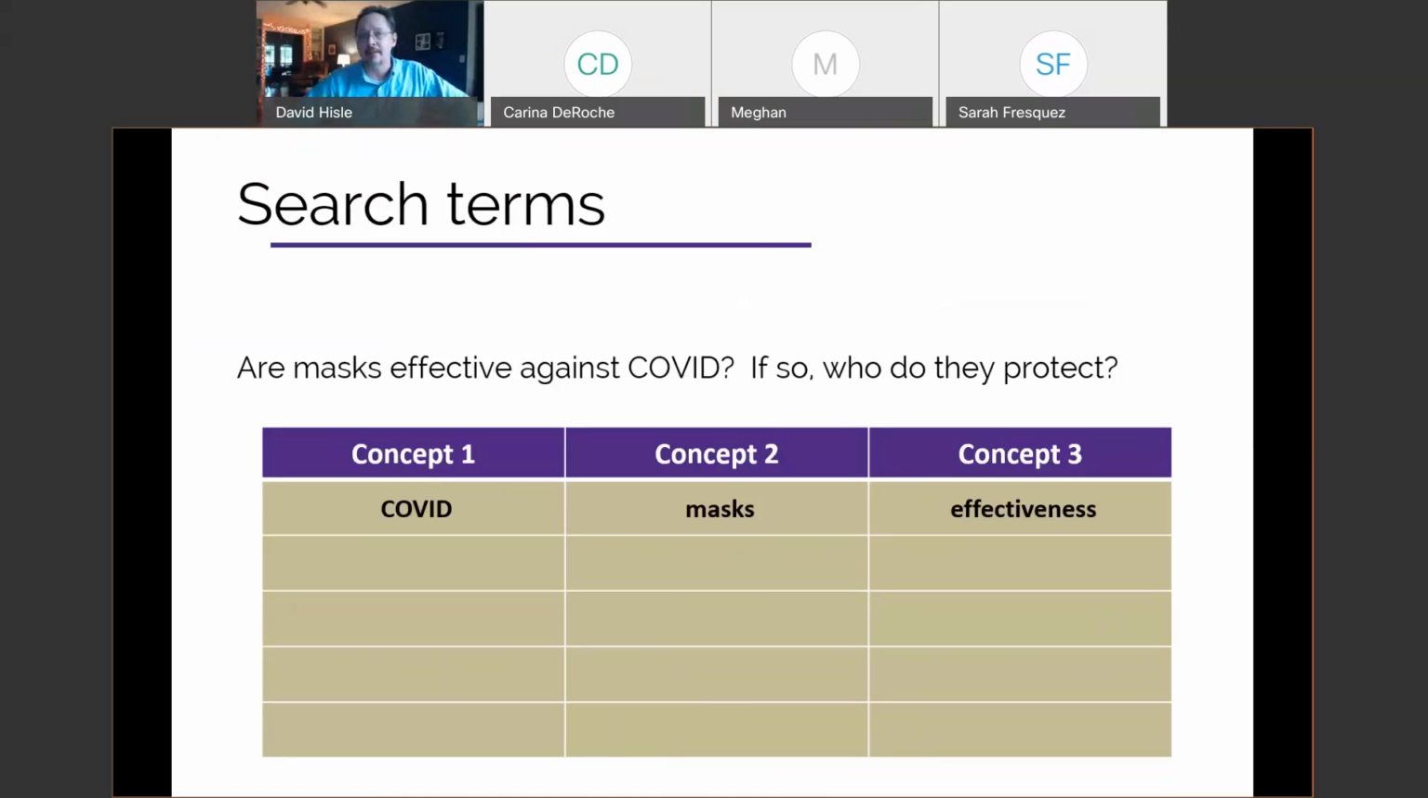COVID, I'm not going to find anything useful on this topic, probably, that doesn't reference COVID in some way. So I only want to see articles that reference it in some way. I only want to see articles that reference masks in some way, since that's another part of my question. And then effectiveness. There may be articles on COVID and masks that have nothing to do with whether or not they're effective. So I'm going to add that third concept to my search. So hopefully I'm seeing more useful, higher quality, more relevant articles in my search results.